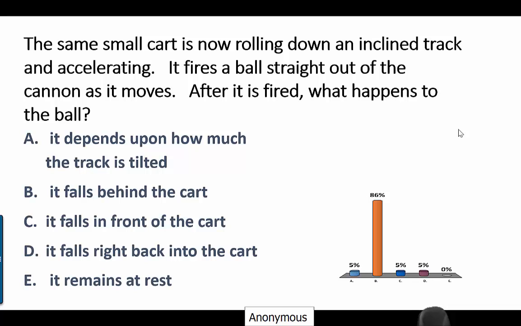But I want you to see something. Remember, let's observe this. The ball and the cart initially are at rest, and they are accelerated downwards together. When the ball is fired upwards, it's still accelerating downwards. And we stated vehemently in the last class that horizontal motion, whether velocity or acceleration, does not affect the vertical motion, whether it's velocity or acceleration.